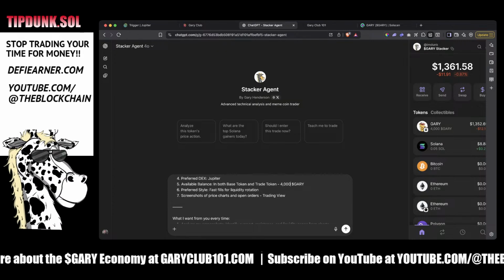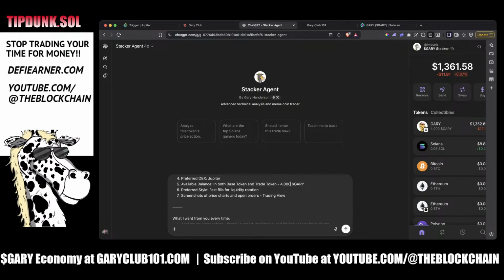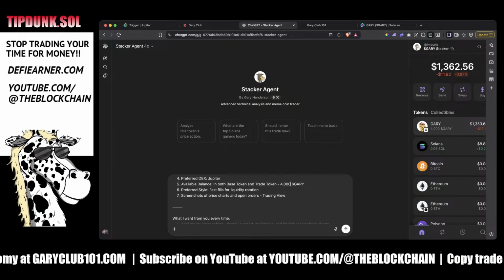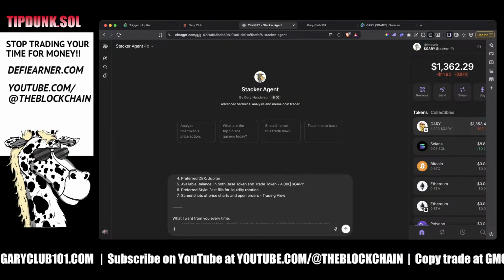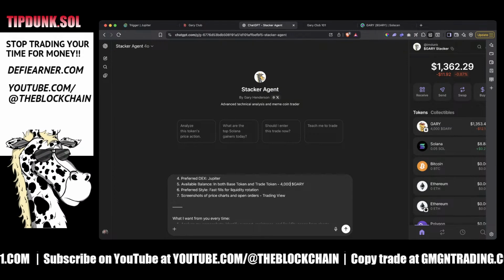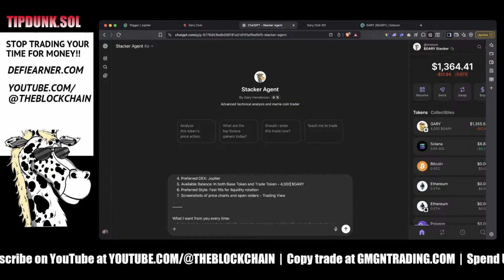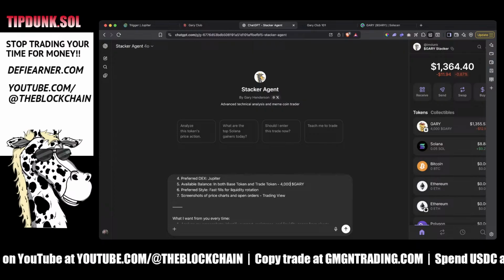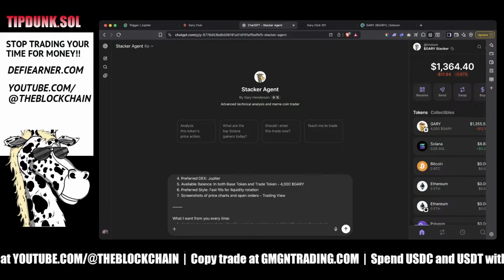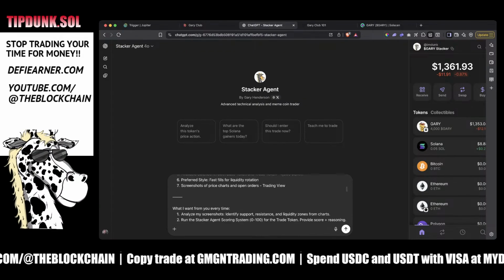And then I want fast fills for liquidity rotation. The reason I want this is because I want flips. I don't want it sitting there for days. I want to sell the Gary when it pumps, and then buy it right back in once it dips. And I want to be sure to analyze the chart so I'm not just selling and guessing that it's not going to go back up. I want to know that it's going to continue increasing in value, so I can be sure I'm not just selling and it's going to have another breakout. Now, screenshots.